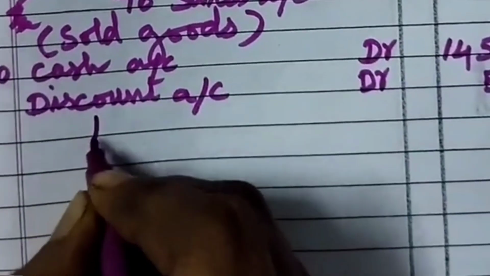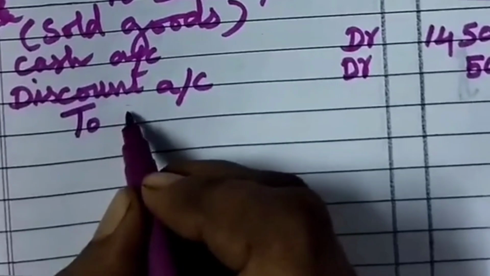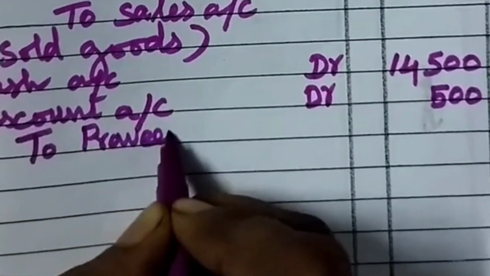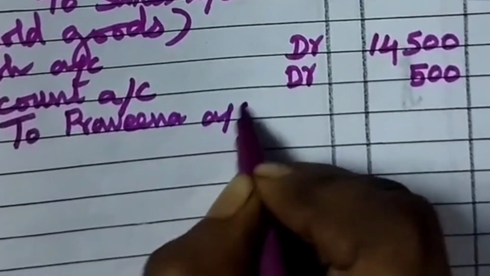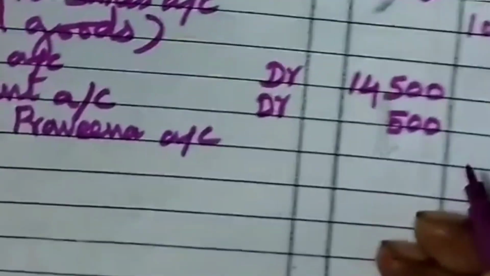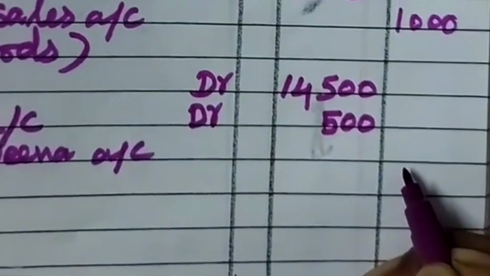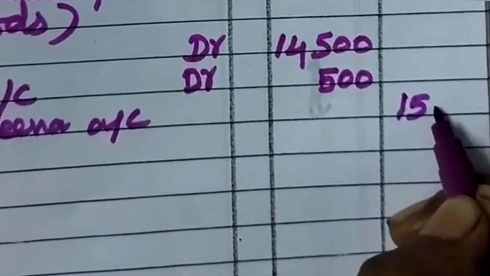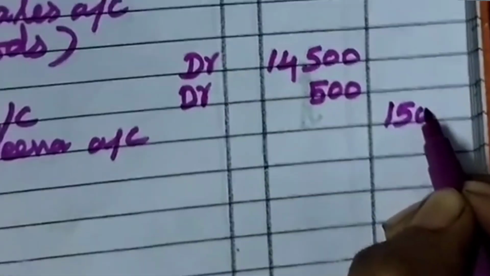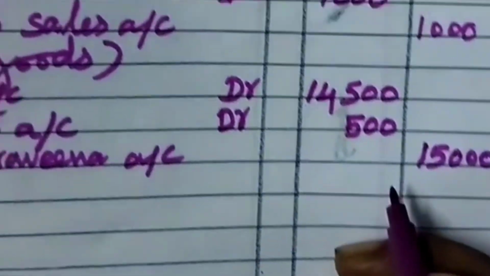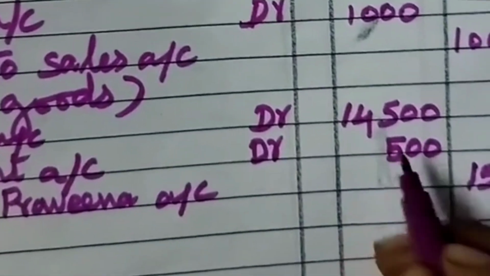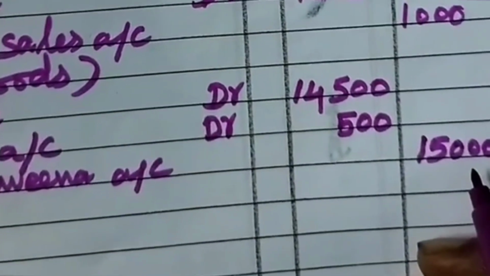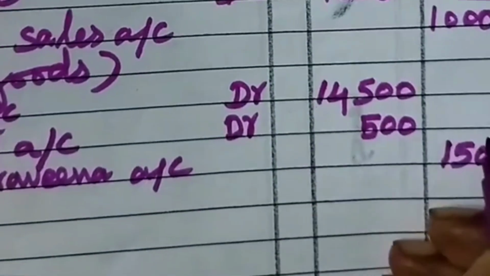So Praveena account to Praveena account. So what is the amount? 15,000. Already I told, that is every debit that should be a credit. That is in double entry system, for every debit that should be a credit. So see here, 14,500 plus 500, 15,000. Here also 15,000. So it is equal. Debit and credit is equal.